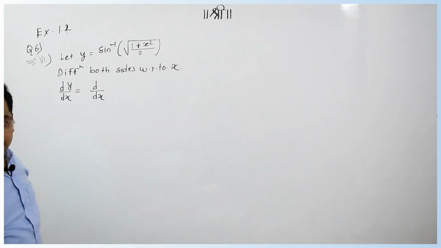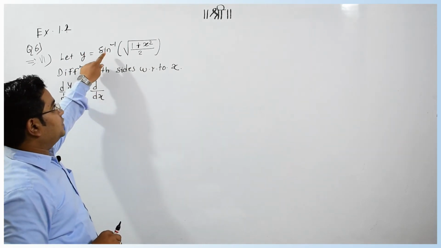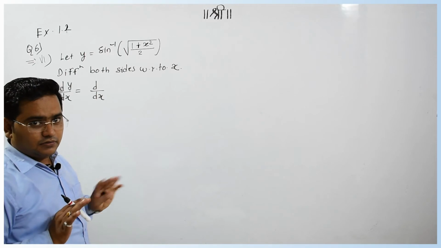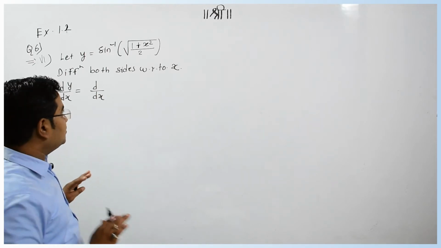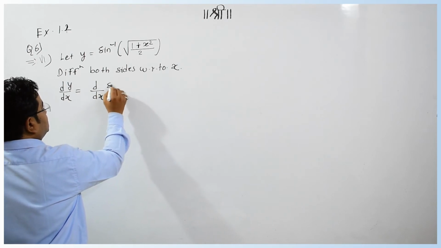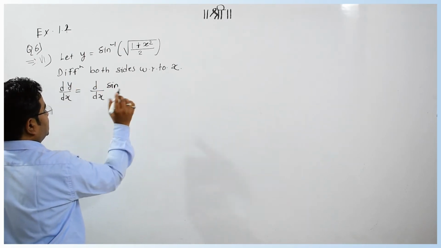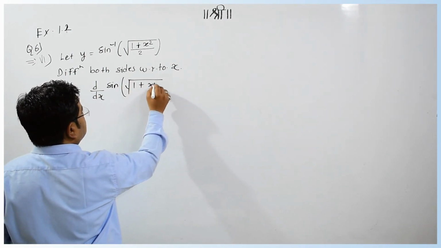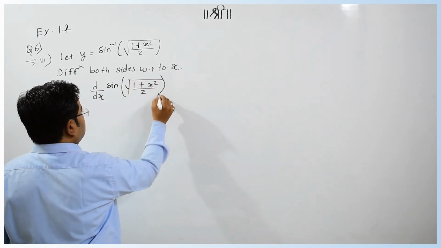I will definitely explain when and where we need to use the substitution method. Right now we are not using it. We can do it directly. So, differentiating both sides of sine inverse of this function with respect to x, correct? Under root of (1 plus x square) divided by 2.